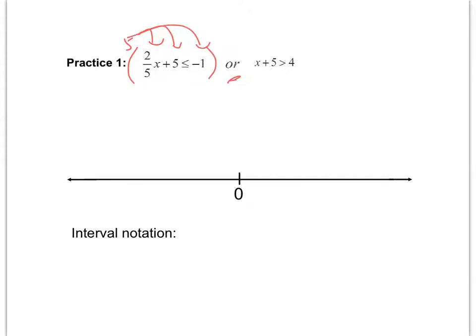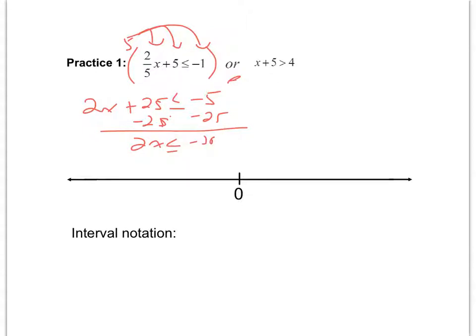Okay, so I'm going to have 5 times 2/5, of course, is just 2x. 2x plus 25 is less than or equal to negative 5. Subtract the 25. I'm now going to get 2x is less than or equal to negative 30. So my first one is, I'm going to write this here, x is less than or equal to negative 15.